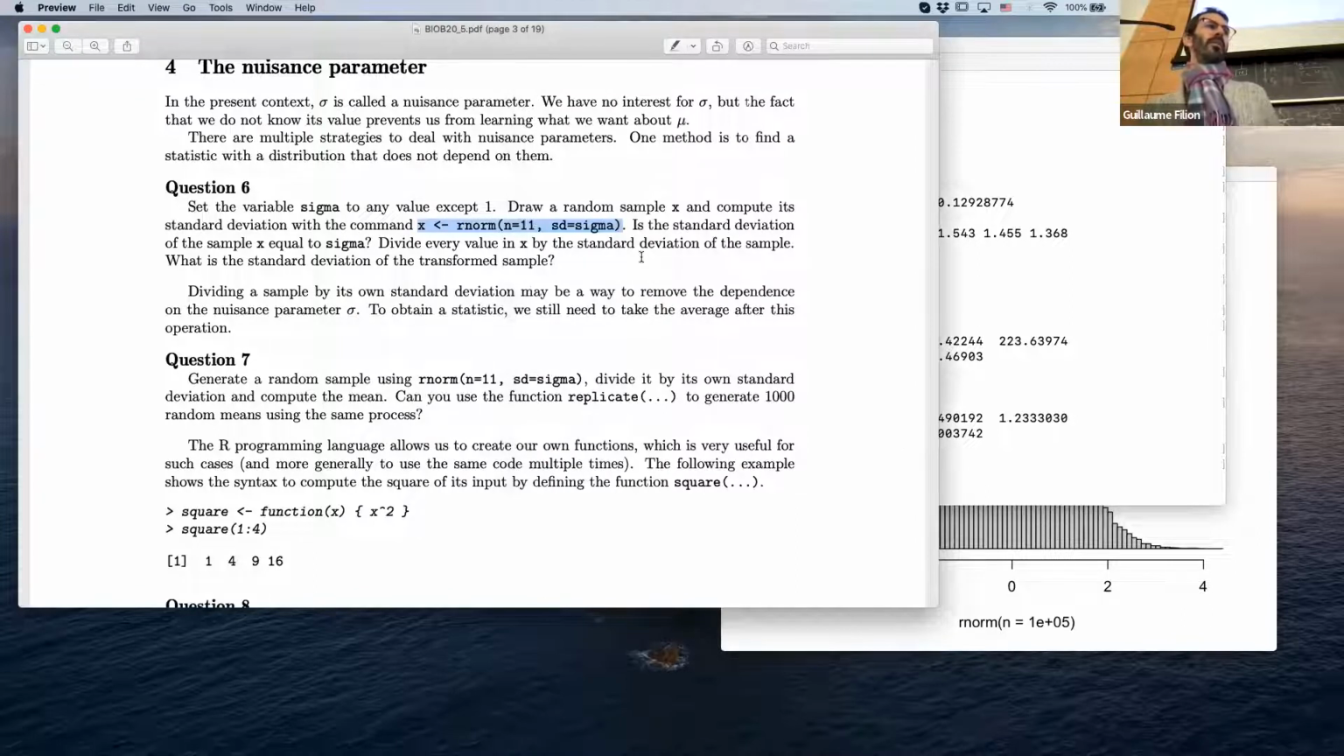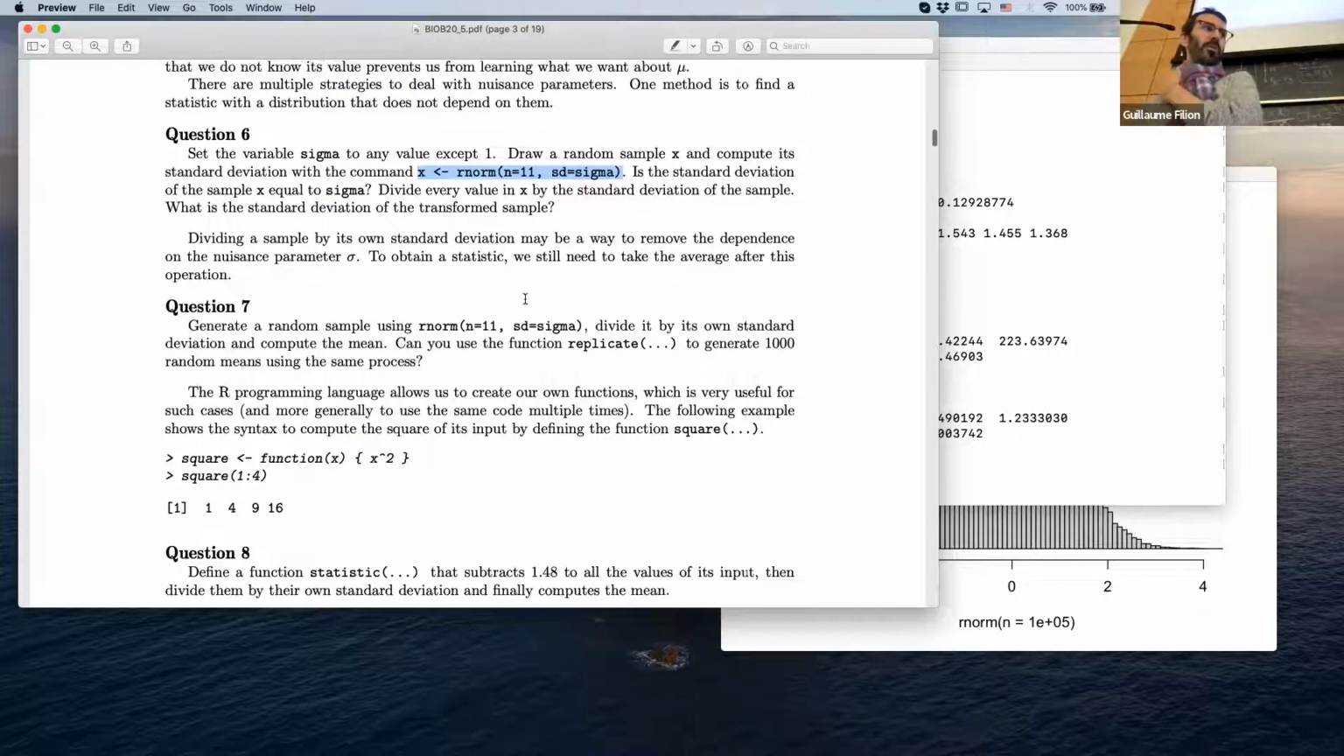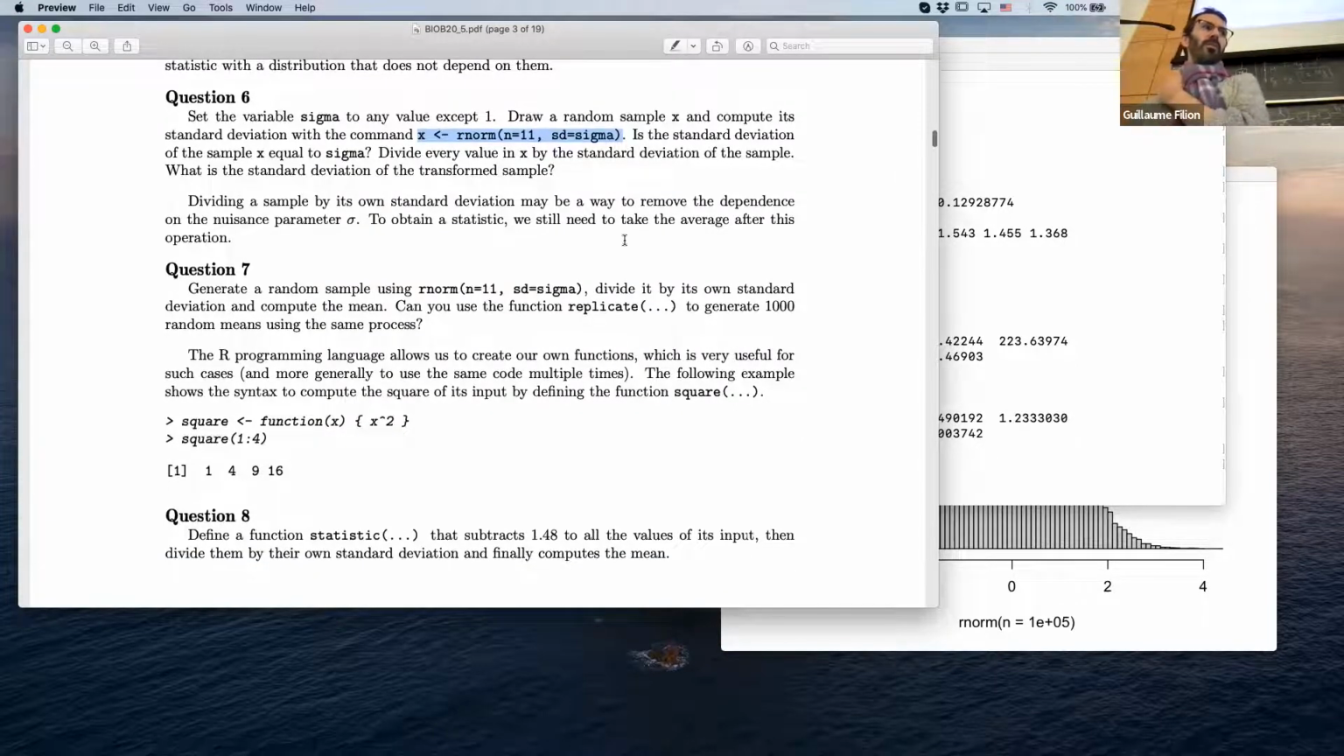To obtain a statistic, we will need to take the average after this operation. So generate a random sample using rnorm n equals 11 and SD equals sigma. Again, sigma is not allowed to be equal to 1. Divide it by its own standard deviation and compute the mean. Can you use the function replicate to generate 1,000 random means using the same process?